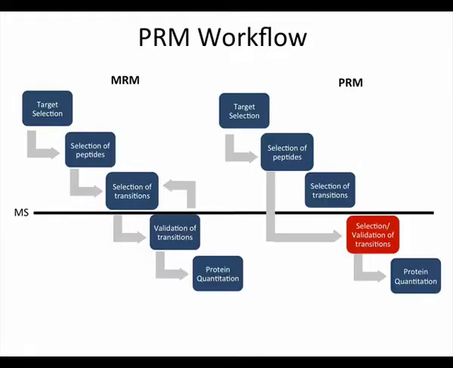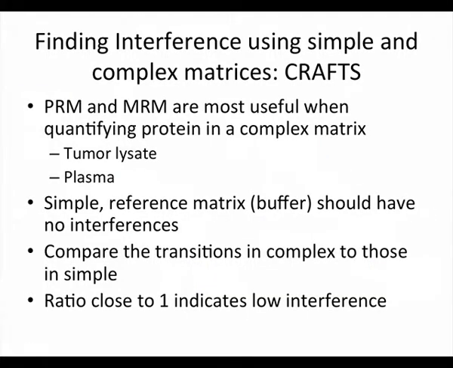So I mentioned parallel reaction monitoring before, where instead of choosing a transition, you can fragment everything in your peptide and look at all of the transitions. So we're able to skip this step here. In order to do this, we've actually created an algorithm specifically for parallel reaction monitoring, where we're looking at all of the ions that come from your peptide.